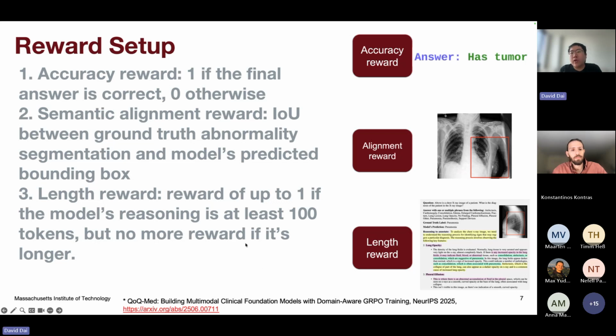And lastly, we want to encourage the model to make sufficiently long reasoning, but not too long. So we design the length reward to give a reward of up to 1 if the model's reasoning is at least 100 tokens, but no more reward if it's longer than that.